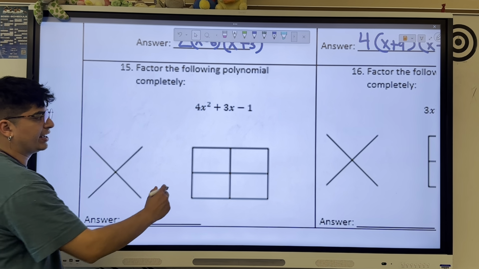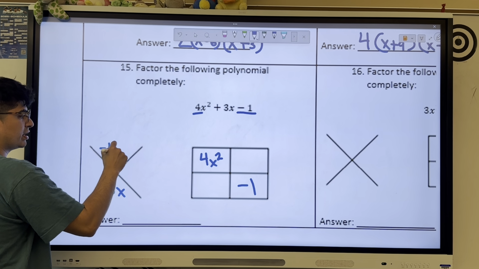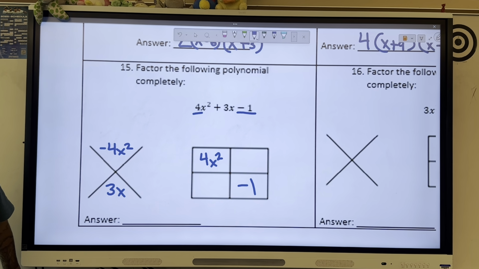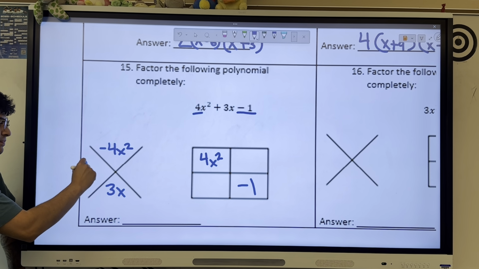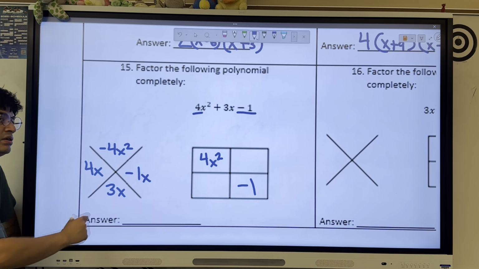Right away, I like filling out what information I can. I know that the first term goes here, last term goes there. I know that the middle term goes right here, and that when we multiply these two things, the first and last term goes right here. So this is where the puzzle comes in. What are two numbers that multiply to make negative 4 and add up together to make 3x? That's going to be 4x and negative 1. They multiply to make negative 4, added together, make positive 3.